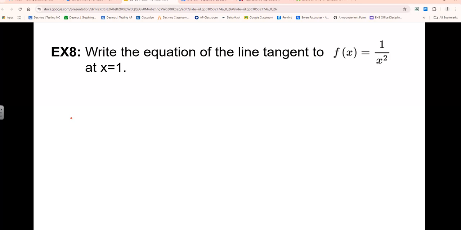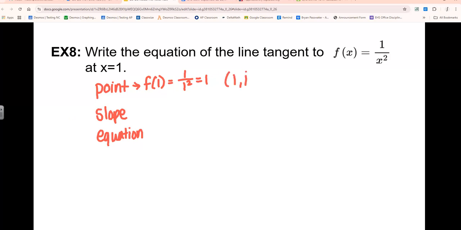So some of the stuff you're going to see on that FRQ is going to be tangent line stuff. You don't have to do the limit definition of a derivative anymore. You still, for a tangent line, need a point, you need a slope, and you need an equation. For your point, you're finding f of 1. This part doesn't change at all. It was already very straightforward. f of 1 is 1 over 1 squared, which is just 1. So (1, 1) is your point of tangency for this tangent line.